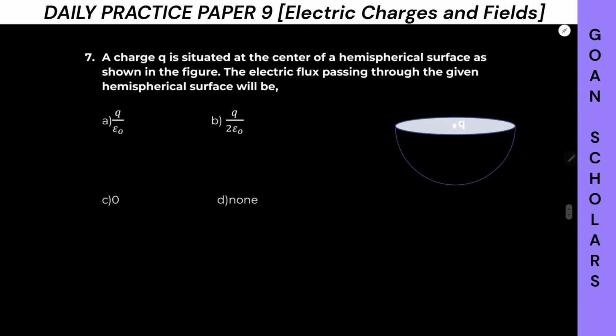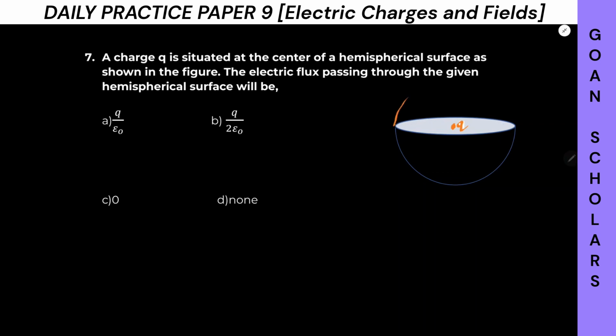A charge Q. So here it is written, this is our charge Q. Let me just make it with a different color so that you can see it properly. This is small q, situated at the center of a hemispherical surface. As shown in the figure, the electric flux through the given hemispherical surface will be how much?